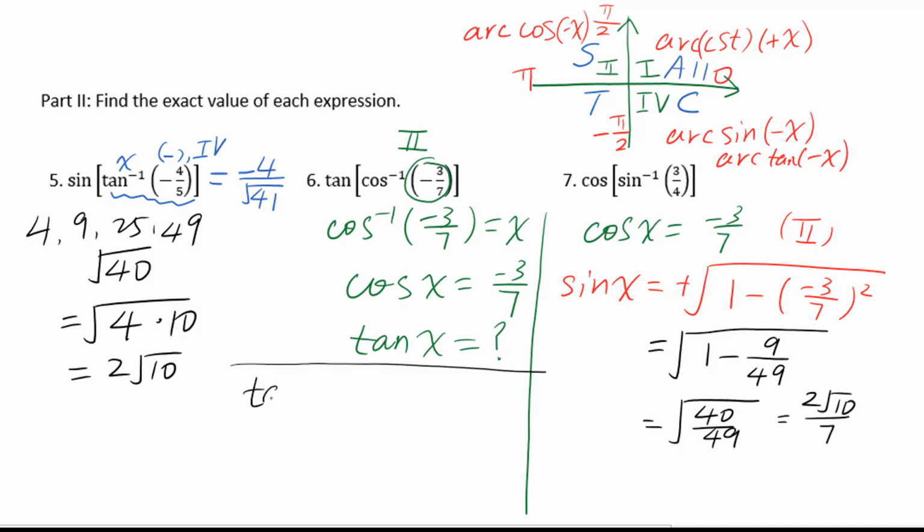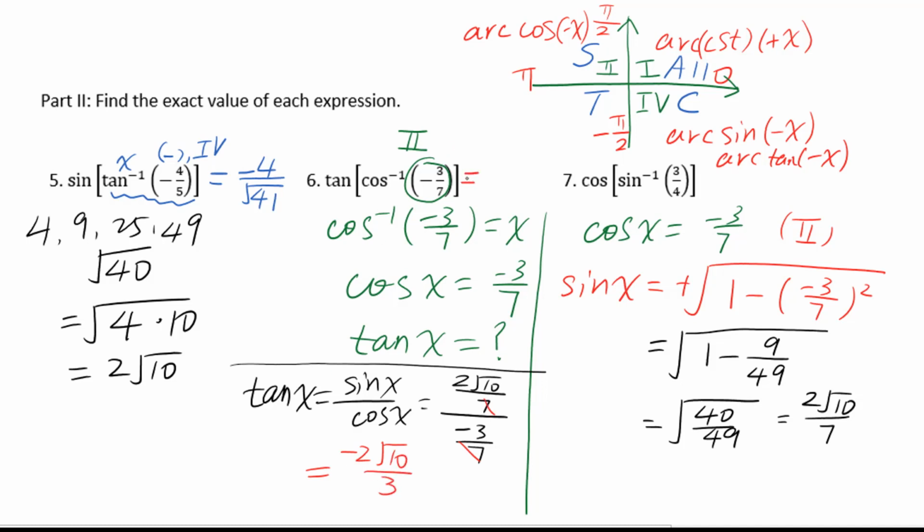Therefore, tangent x equals sine x over cosine x. You will get 2 square root of 10 over 7 divided by negative 3 over 7. The same denominator, you can reduce, so that your answer will be negative 2 square root of 10 over 3. In other words, tangent inverse cosine of negative 3 over 7 is negative 2 square root of 10 over 3.